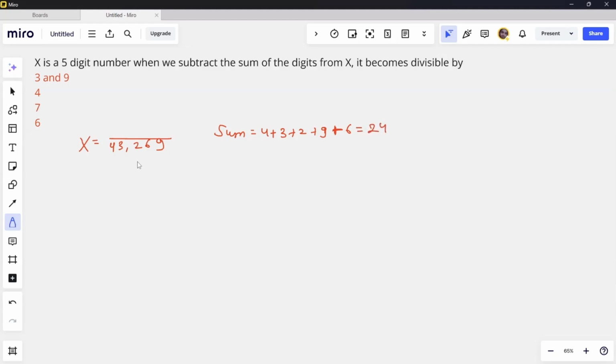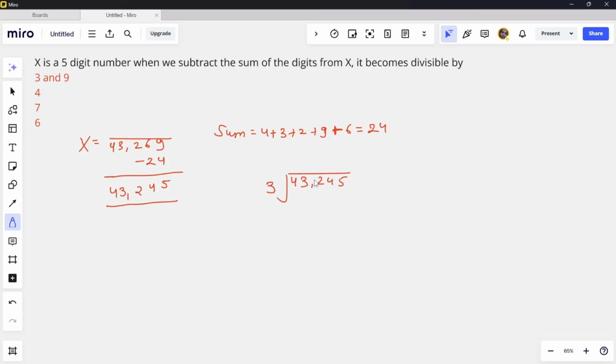Now subtract 24 from this number. 9 minus 4, it will be 5. 6 minus 2, it will be 4. 2, 3, 4. Okay, 4, 3, 2, 4, 5. Now let's check whether it is divisible by 3 and 9 or not. So 4, 3, 2, 4, 5.